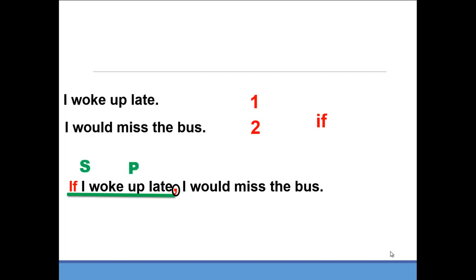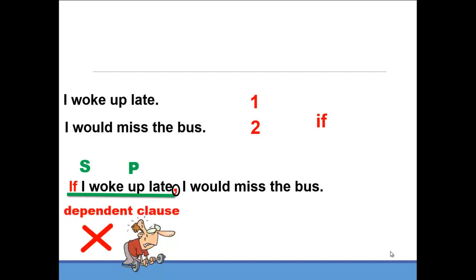Let's check this part. Can this part of the sentence be used alone? If I woke up late. What will happen if I woke up late? We don't know. So no, this part cannot be used alone. So it is the dependent clause. The part with the subordinating conjunction, we call it the dependent clause.